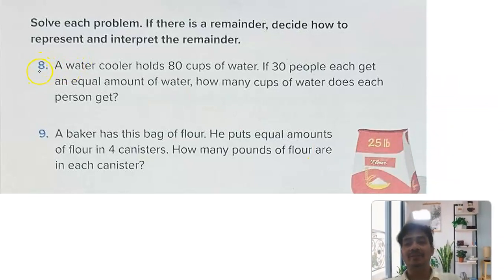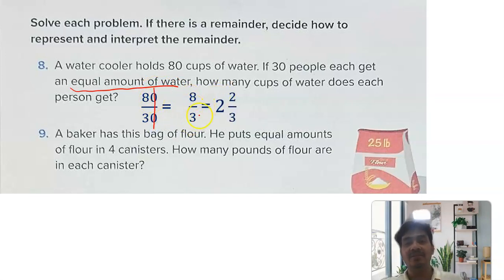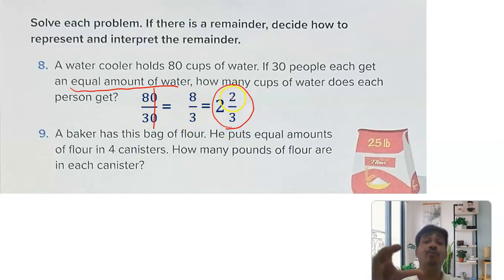A water cooler holds 80 cups of water. If 30 people each get an equal amount of water, how many cups of water does each person get? So 80 divided by 30, I will cancel the 0 and then it is 8 divided by 3. We will write it as a mixed fraction because it is the amount of water, so we can write it as a mixed fraction.